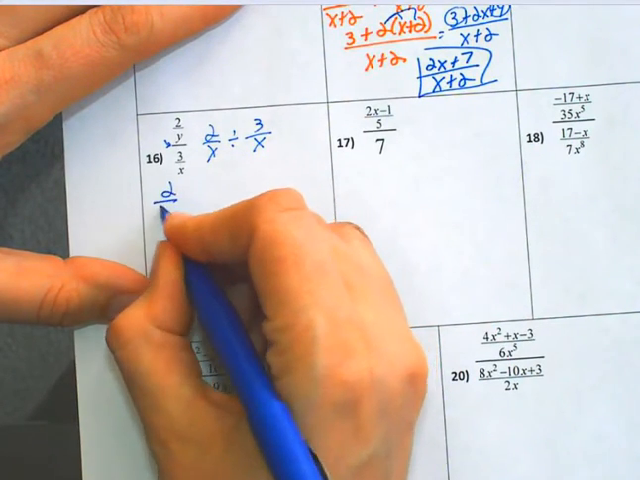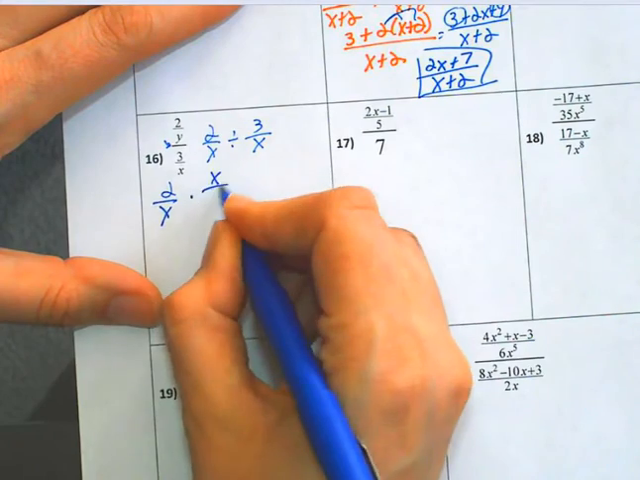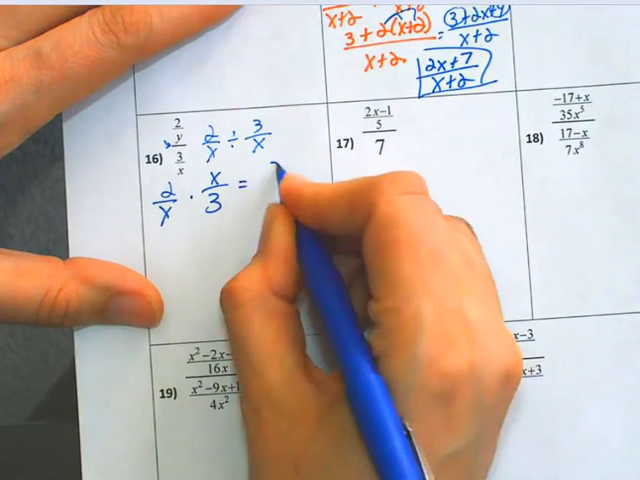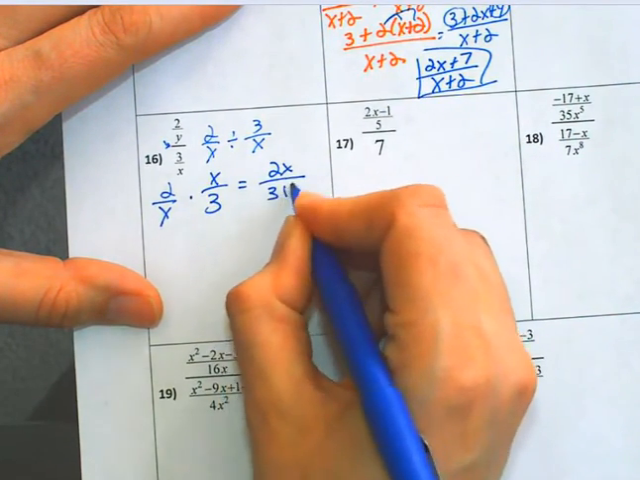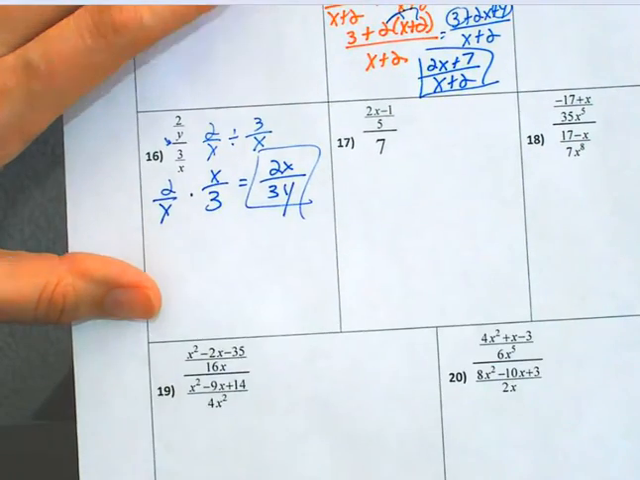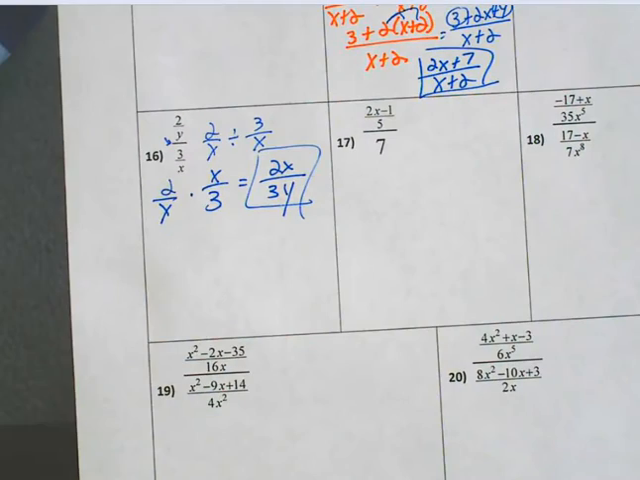2 over y times x over 3. Now we can multiply straight across. 2x over 3y. Can I simplify anything? Nope, I'm done. All right, let's do one more. I'm going to do number 20.